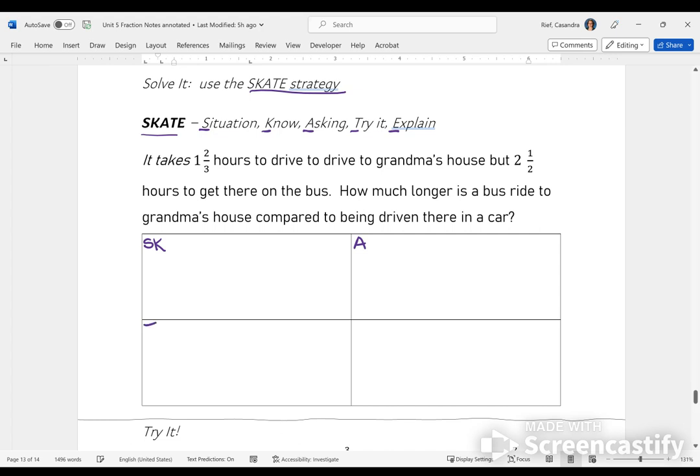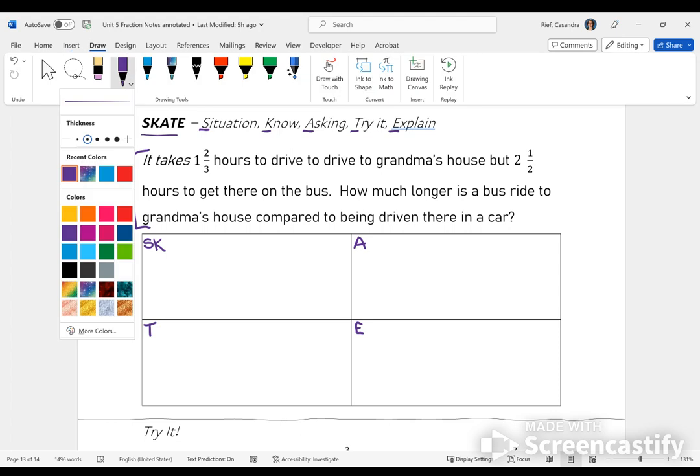In the third box, we're going to try it. We're going to solve the problem using the different skills that we have. And in the last one, we're going to explain our answer, making sure to include the label. All right, let's check out the problem. It takes 2 1/3 hours to drive to Grandma's house, but 2 1/2 hours to get there on the bus. How much longer is a bus ride to Grandma's house compared to being driven there in a car?